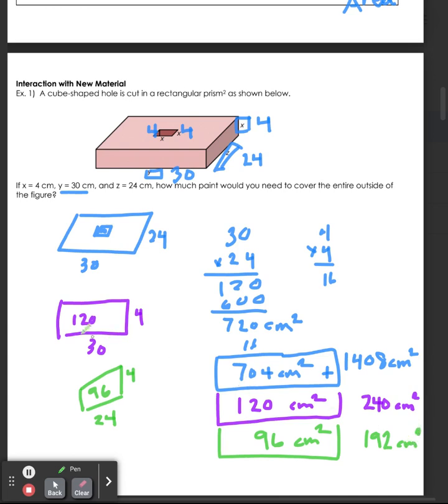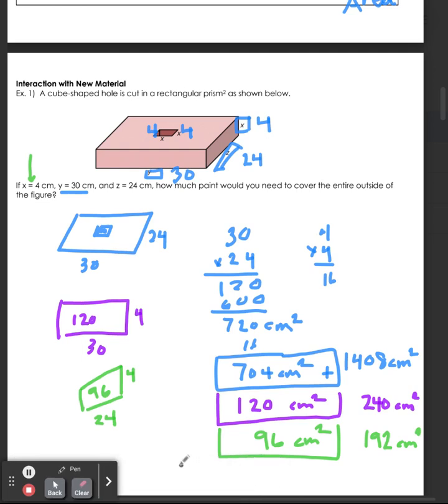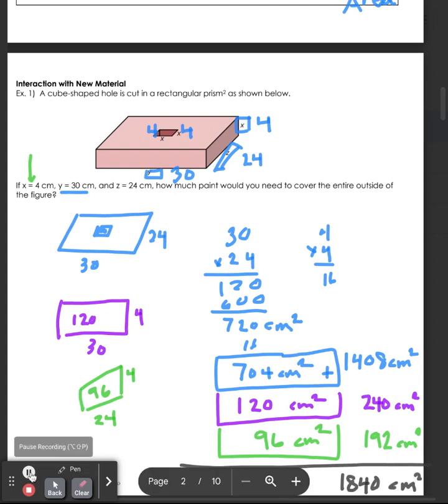So just a quick recap. If we're taking the top along with that cube taken out, because it's a 4 by 4 square from what they told us, that x is equal to 4, if we subtract that out, that's going to be equal to just 704. That's the top. The front face of the rectangular prism is going to be 120 doubled, which is 240. And then last but not least, the sides are going to be equal to 96 centimeters squared, and if we double that, that's 192. And so if we add that all together, we get a grand total of 1,840 centimeters squared.